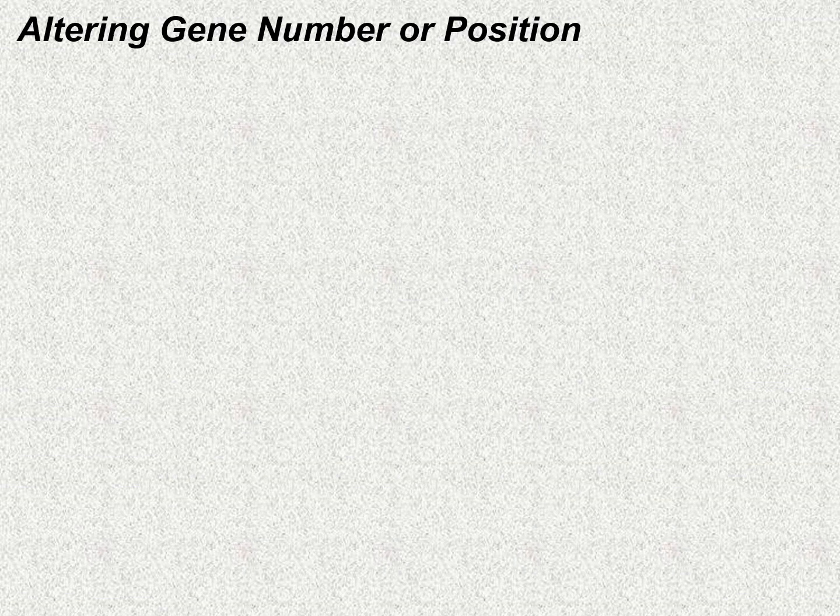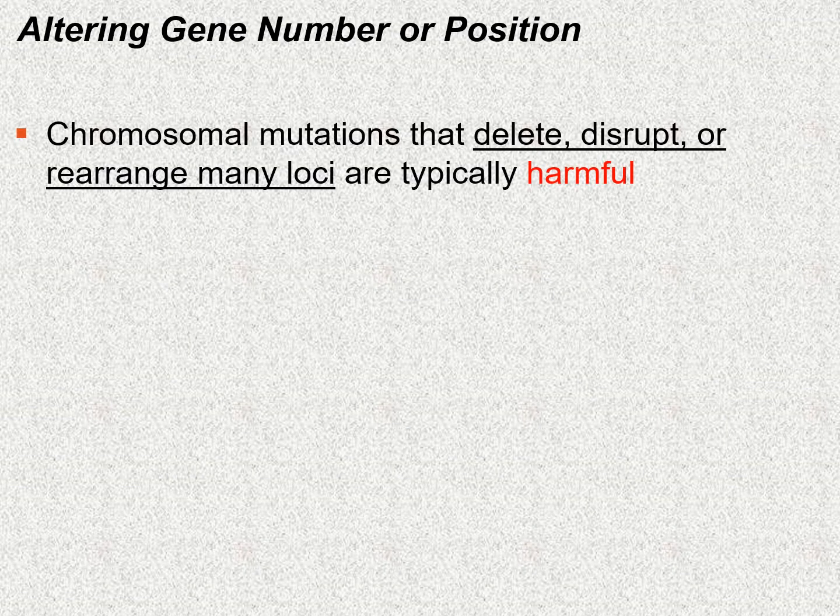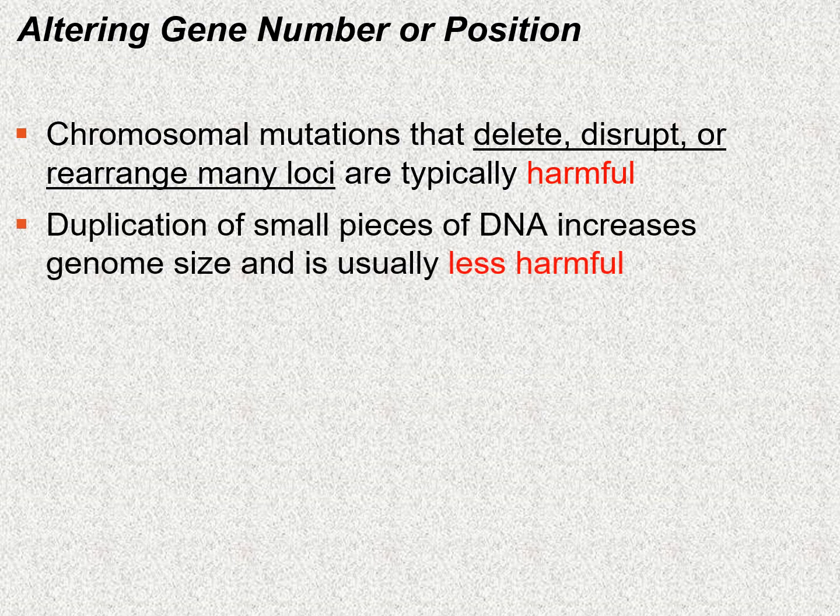All right, so altering the gene number and position, remember these are at the chromosomal level. So you can have mutations that delete regions of a chromosome. They can be rearranged, right? Or just disrupted, by a deletion, or some sort of inversion. There could be a section moved from one chromosome to another. Again, these are typically harmful. Duplication of small pieces of DNA generally increases the genome size, of course, right? So if you're duplicating DNA and it remains in the genome, of course the genome size is going to increase. This is generally less harmful.